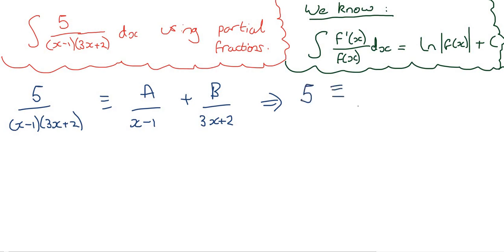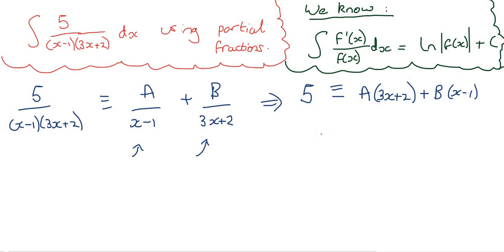So we will get 5 is equivalent to a lots of 3x plus 2 plus b lots of x minus 1. Now if you can't quite see that straight away, just take a minute and have a look at it. You'll get there. We're timesing this term by 3x plus 2 on both sides and this term by x minus 1 on both sides, and everything's going to cancel nicely and we're left with this.